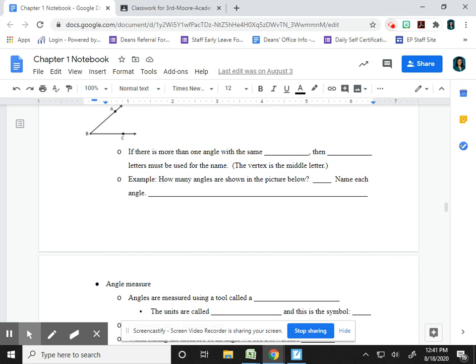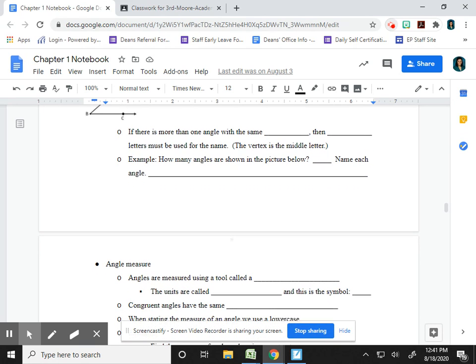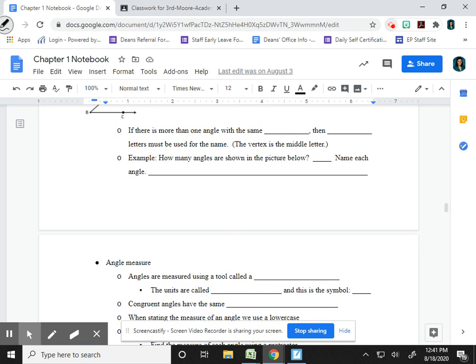Okay, the last part here is how many angles are shown in the picture below. Well, the picture below that you should have looks like this, so I'll draw this in here if you want to just draw this into your notes. So you have A, B, C, and D. Okay, so how many are shown? 3 of them. So let's go through what the 3 of those are.